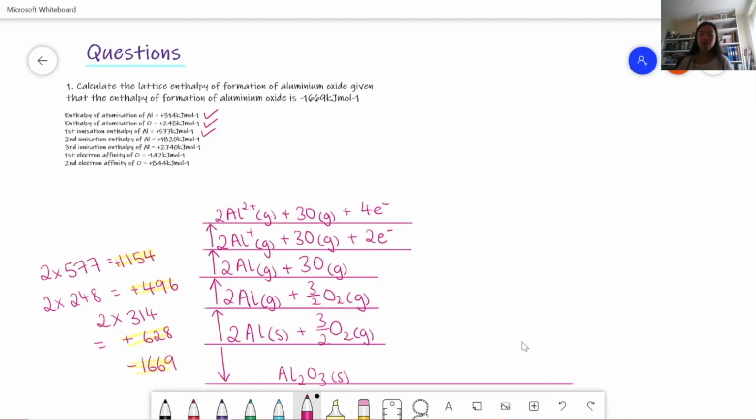So we draw an arrow, and then we've done it with 2 Al plus ions, so that means we need 2 times the 1,820. And that comes out to be plus 3,640.